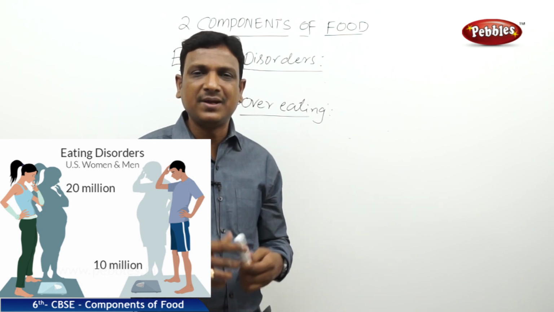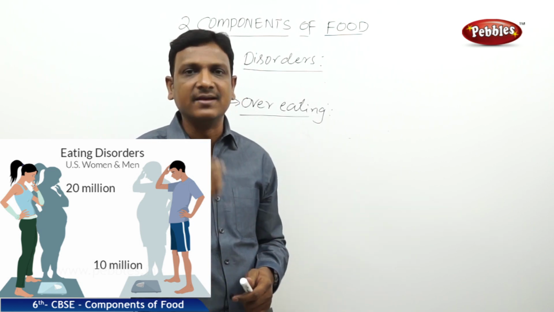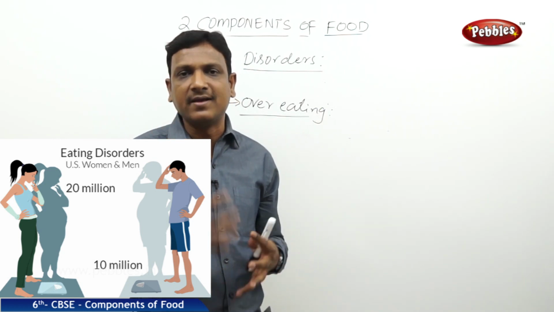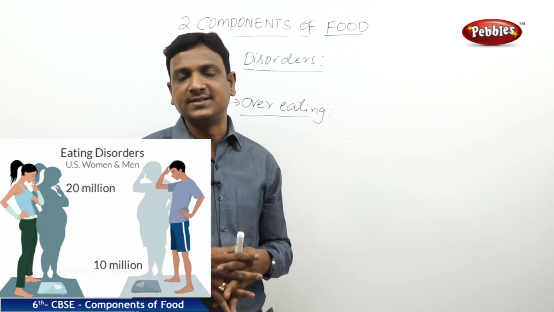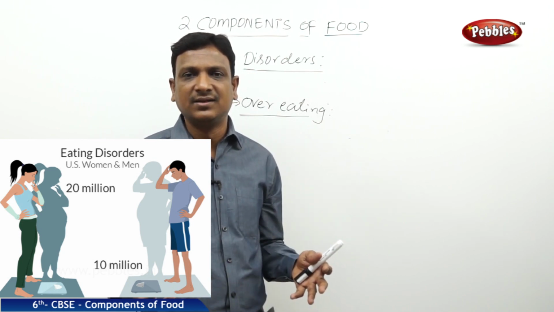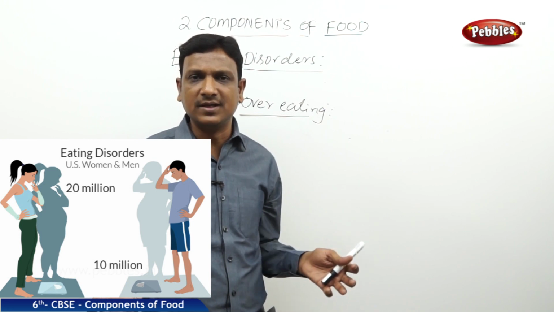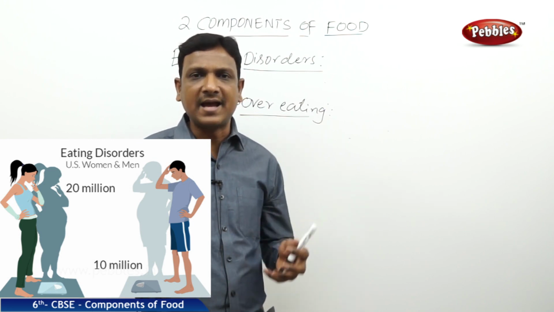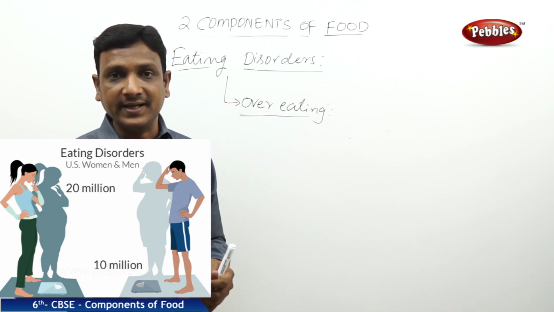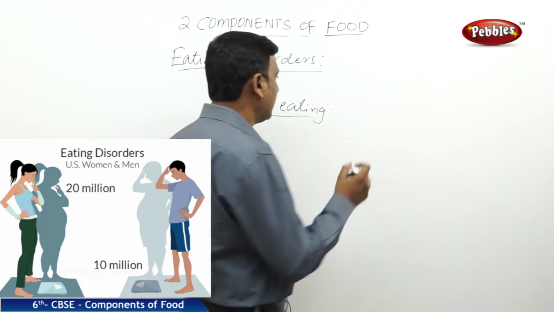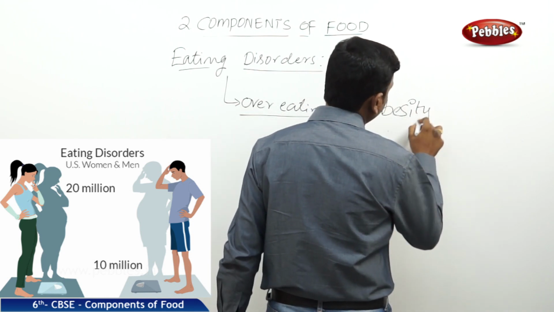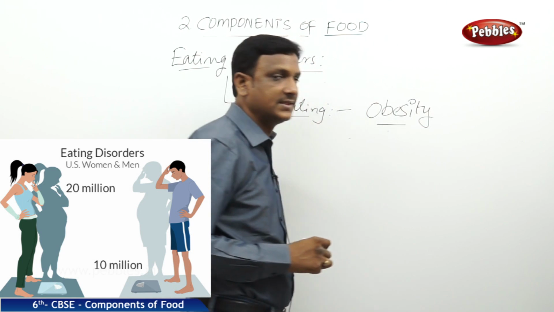Some people, it becomes a habit for them. They keep on eating something. They always want to grind something in their mouth. They are habituated in such a way. Some people, it's a genetic problem. Some people, because of stress, fears and phobias, make it a habit of eating something. So this way of overeating leads to a condition called obesity.